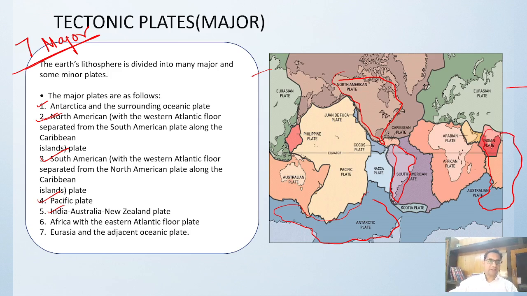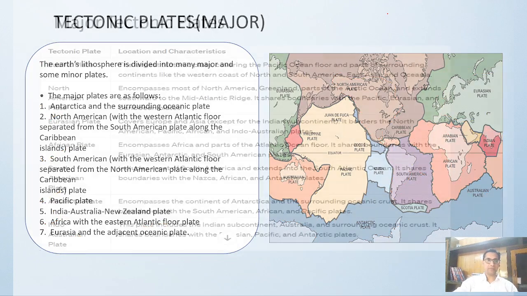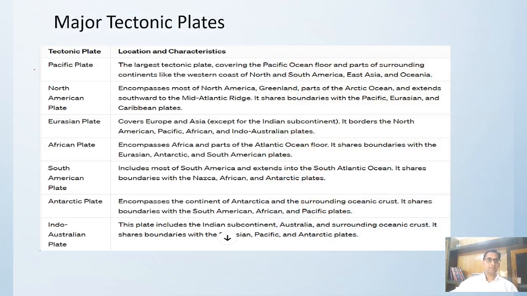Okay. Then Africa and the Eastern Atlantic plate. This is Africa and Eastern Atlantic. This part, the Eastern Atlantic plate, is also part of the African plate. And the Eurasian plate is on the top. These are the seven major plates: Pacific plate, North American plate, Eurasian plate, African plate, South American plate, Antarctica, and Indo-Australian.